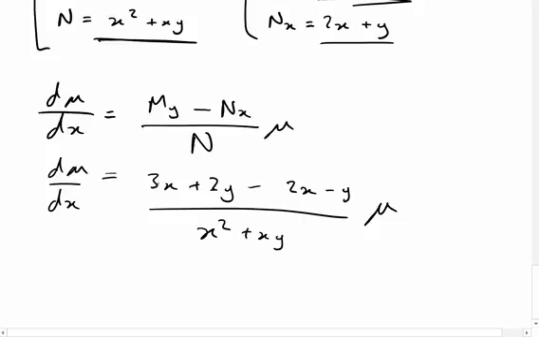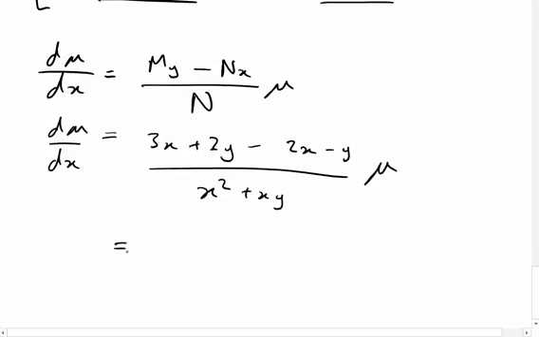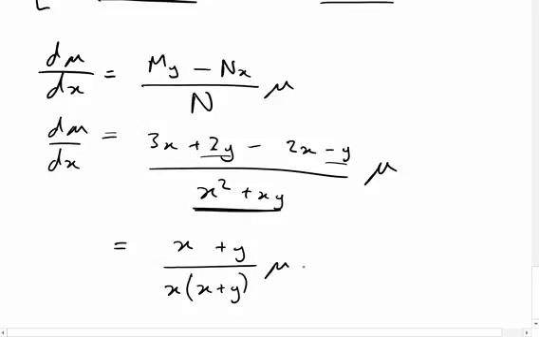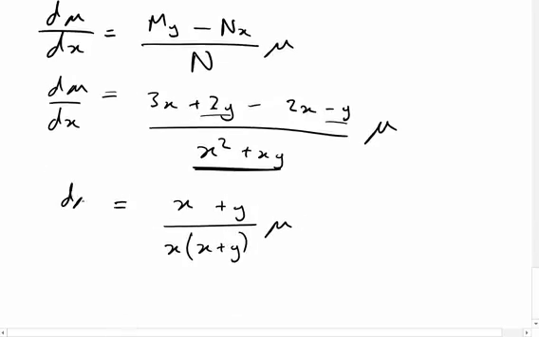Okay, then what's 3x minus 2x? So this is 3x minus 2x, which of course is 1x. Then 2y minus y, so that must be plus y. On the denominator I'm going to factor out an x, so I'm left with x times (x plus y) times mu. So I'm left with d mu by dx is equal to that.